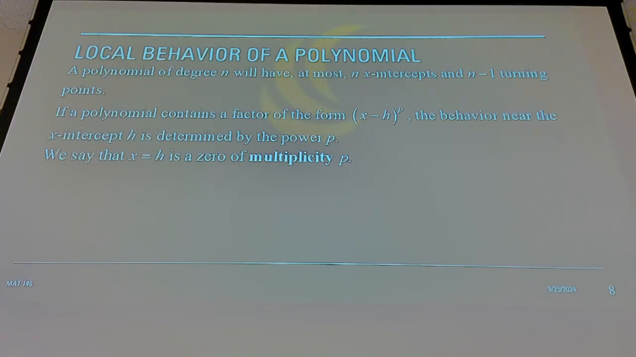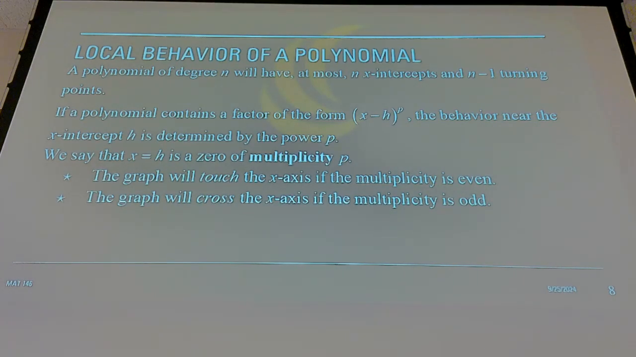So the zeros are where it's going to cross the x-axis. Or I don't want to say cross. It's where you have an x-intercept. What it does at that intercept is determined by the zero's multiplicity. If the multiplicity is even, it will touch the axis. If it is odd, it will cross the axis.